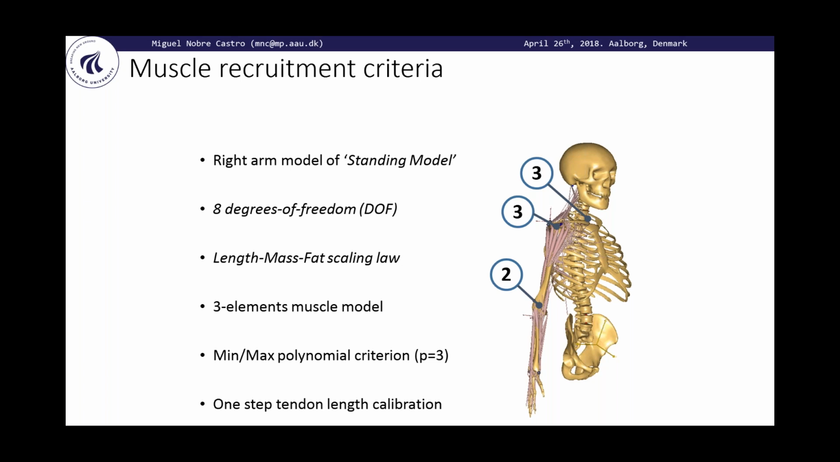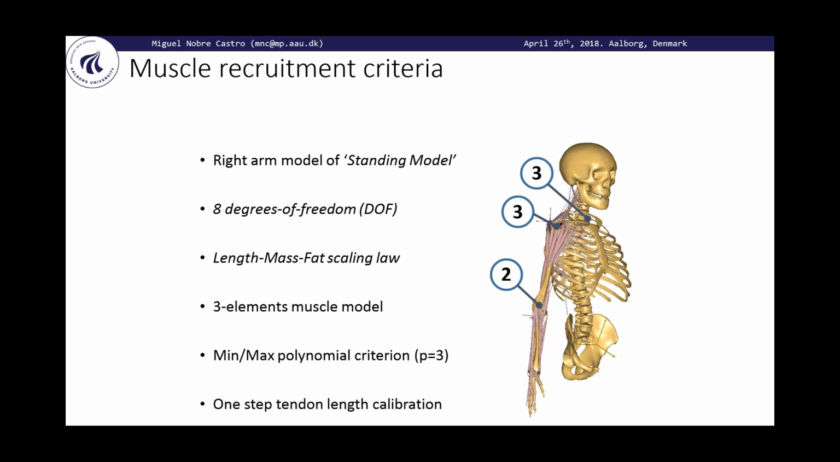The models were scaled using the length-mass-fat scaling law, which takes into account not only the weight but also the height of the subject, and is able to estimate the fat content of each segment, which allows us to redefine the pre-calculated strength of the muscles in the model that we are using for a given subject. So it's a little bit of subject specificity. However, it might not be good enough, and that's something that we are also showing here today.